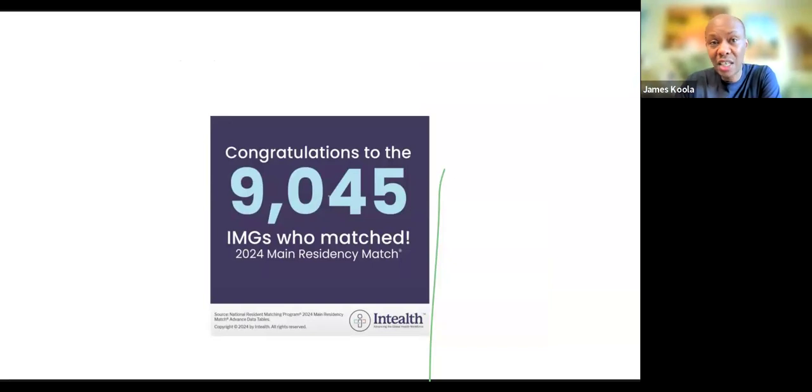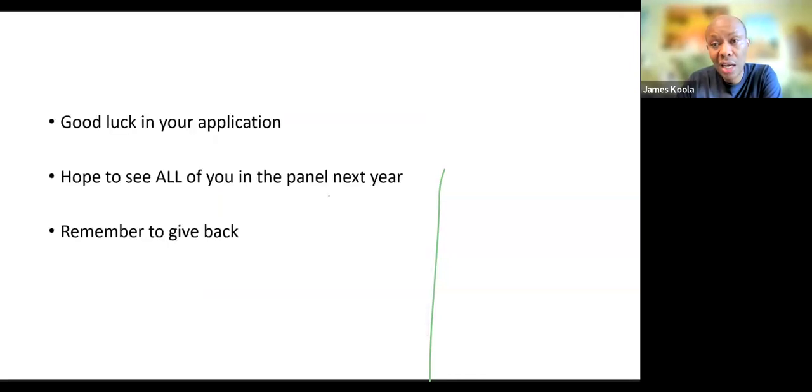We get what we think we are getting, and we don't get what we convince ourselves we are not getting. So go with a positive mind, knowing that you can be one of the 9,000. It's a euphoric feeling. You will have sleepless nights and happy nights, and it's like a cherry on top of your hard work. So good luck, everybody, in your application. I hope to see you all on the panel next year, I mean, on the other side of the panel, where you are sharing your experience.